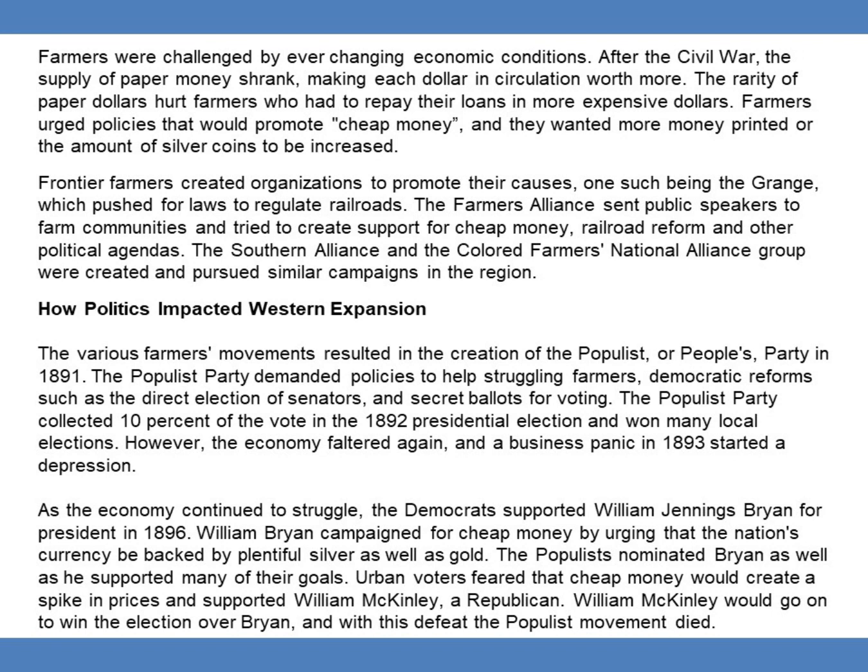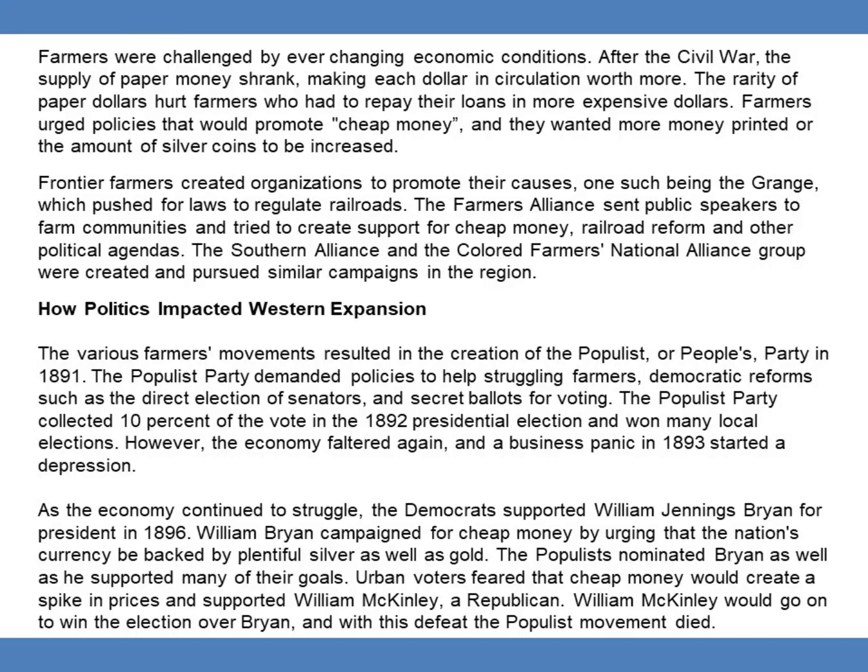How politics impacted Western expansion. The various farmers' movements resulted in the creation of the Populist or People's Party in 1891. The Populist Party demanded policies to help struggling farmers, democratic reforms such as the direct election of senators, and secret ballots for voting. The Populist Party collected 10% of the vote in the 1892 presidential election and won many local elections.